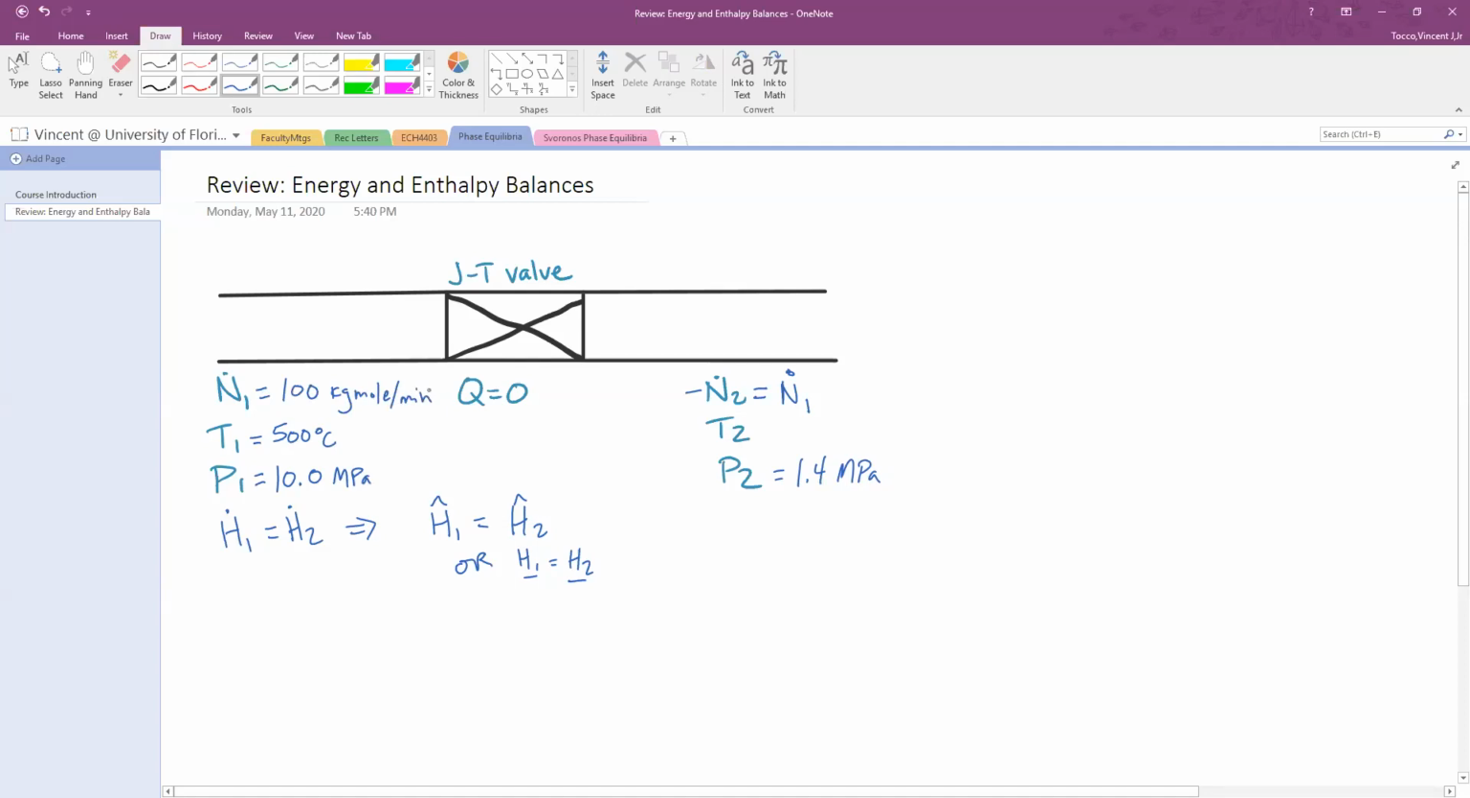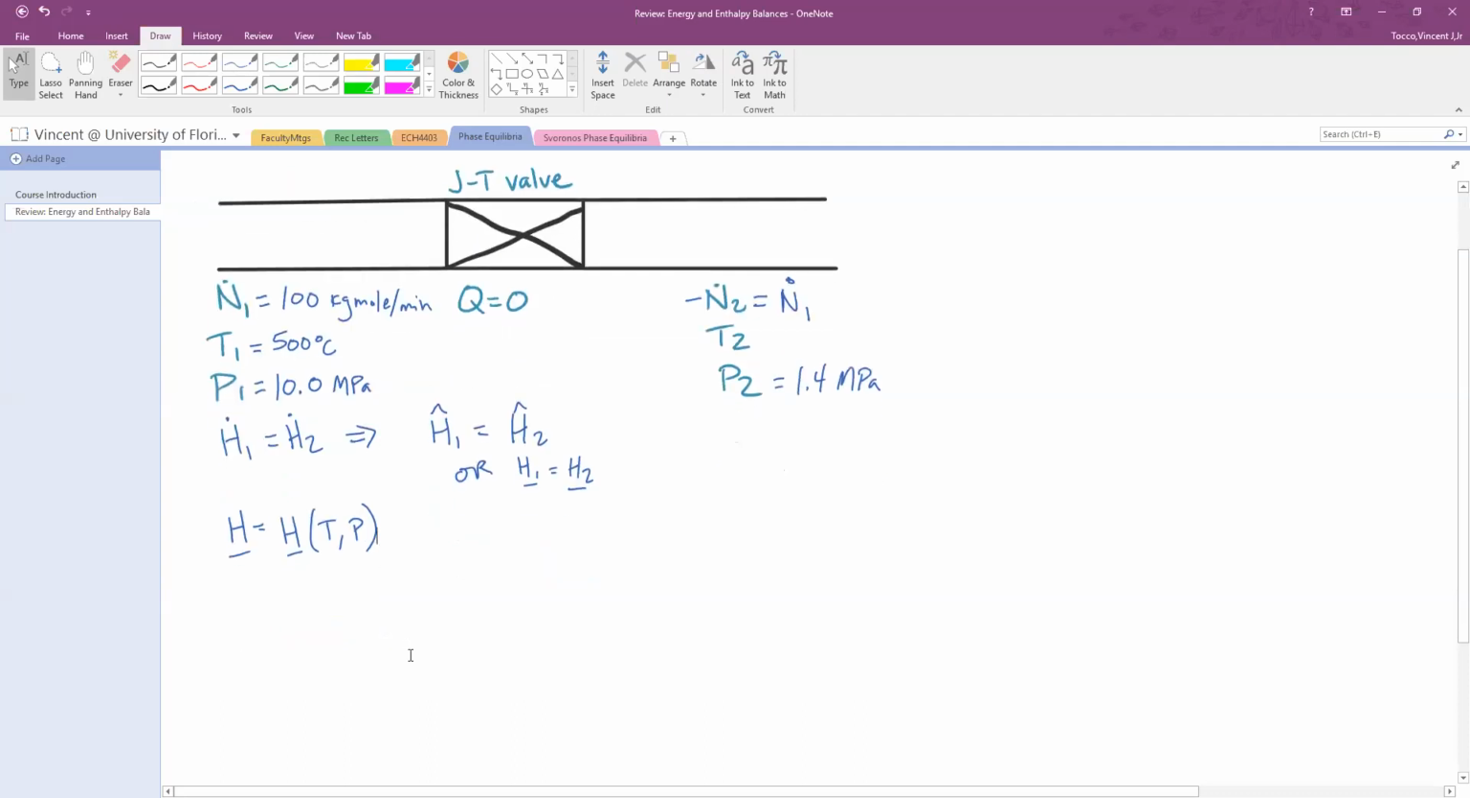All right, and how would you calculate what H1 is and then therefore what H2 is and therefore what T2 is? So at the very end, I said that H under bar or H hat is equal to H as a function of temperature and pressure. Now, how can I say that? How do I know that enthalpy is a function of temperature and pressure? How do I know it's not a function of something else? And if it is a function of something else, how do I know it's not a function of 3 things or 4 things? So let's take one question at a time.